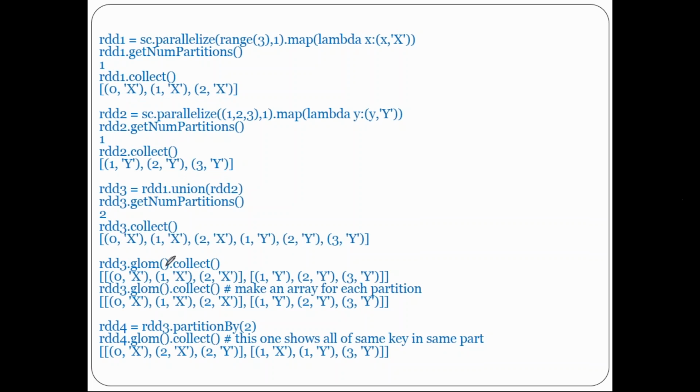Okay. Now, guys, when you see this is RDD3 dot collect, which is nothing but unioning of 1 and 2. Now, when you see glom, glom is nothing but it will break it into two partitions. That breaking is nothing but this is one set, this is other set, making an array for each partition. Making an array for each partition is nothing but again this one is one array, this one is another array. Now if you do it with partition 2, this one will show all of the same key in same part.